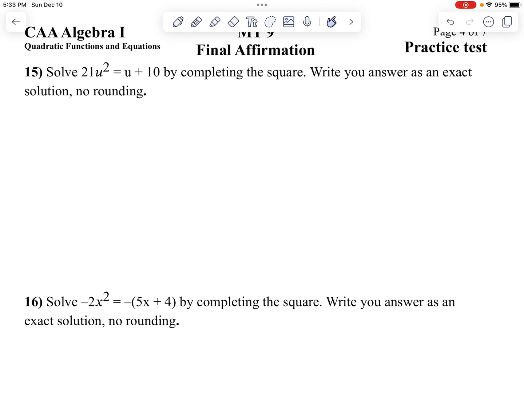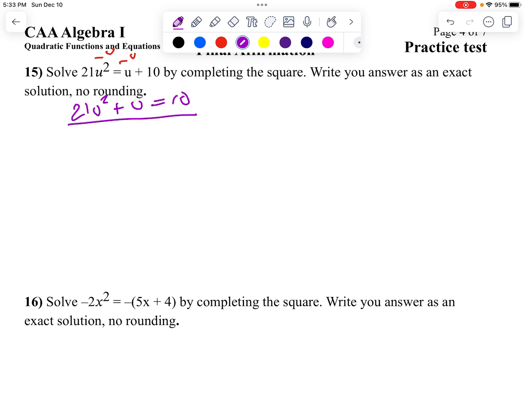We want to do this by completing the square. So the first thing we want to do is subtract u from both sides. You could divide by 21 first if you wanted to, but I'm going to write 21u squared plus u equals 10. Now I'm going to divide everything by 21. The order you put them doesn't matter. So I'm going to get u squared plus 1 over 21u equals 10 over 21. And that does not reduce.